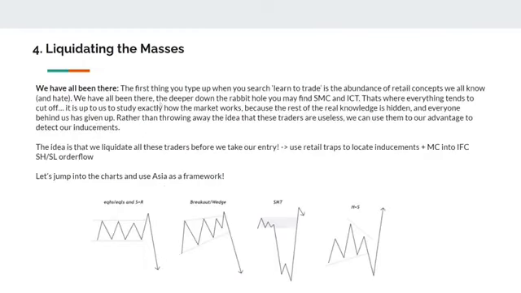All right, liquidating the masses, onto our next. So we've gone through time a little bit, gone through a bit of structure, ranges. Now we're looking at liquidation of the masses. And like mentioned before, how can we use retail strategies to our advantage?